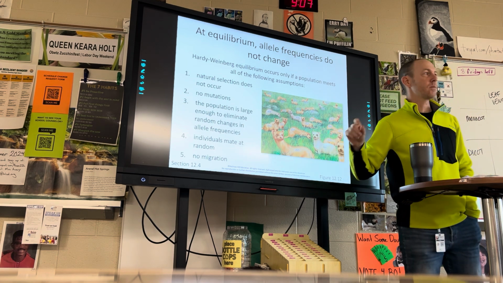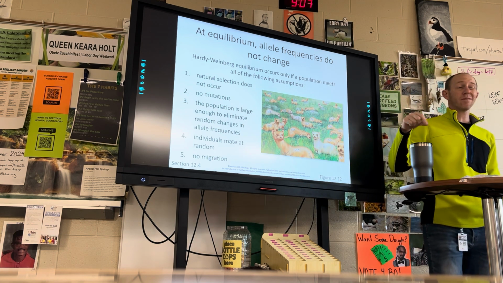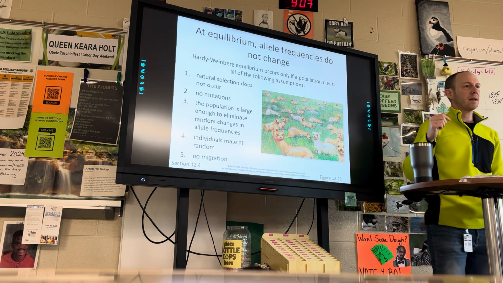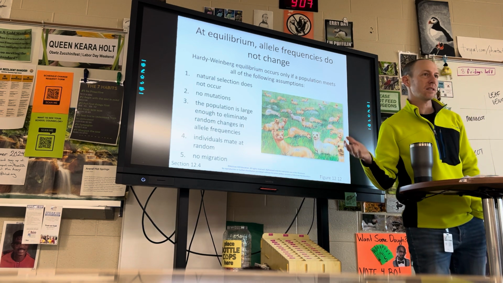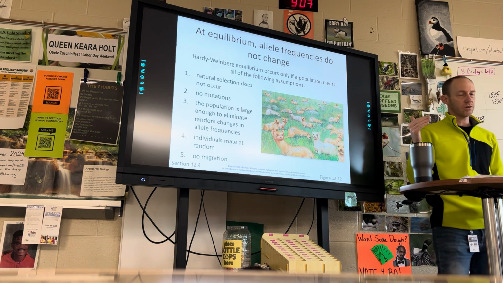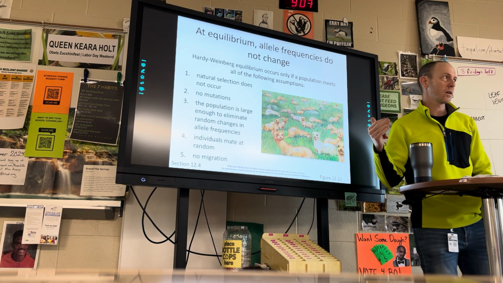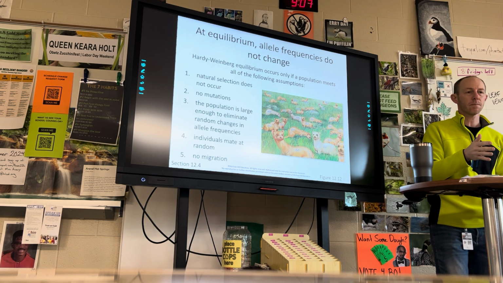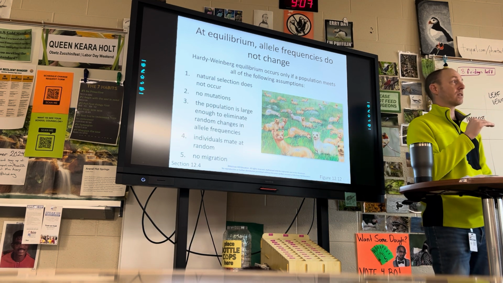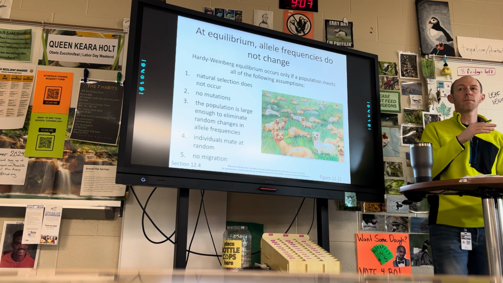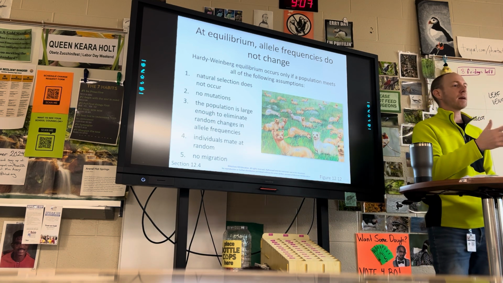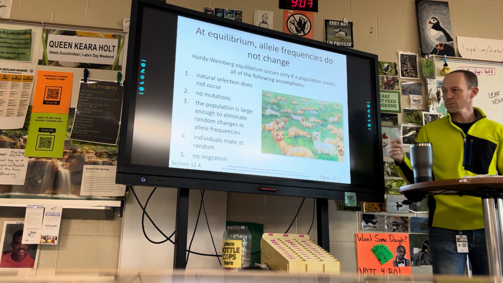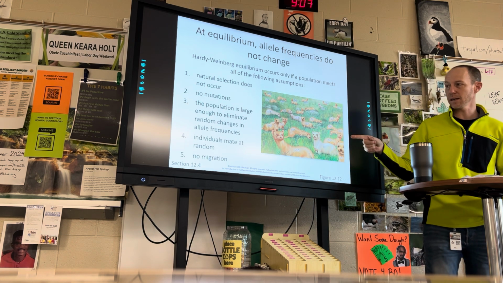Individuals mate at random. There's no mate choice, in other words. If there's mate choice, then like peahens are choosing the peacocks with the biggest tail, or female cardinals are choosing the brightest red male cardinals. And that drives change over time. We call that sexual selection. So if mate choice doesn't exist, if mating is just random, then there's no particular direction to it. So we need to have random mating.